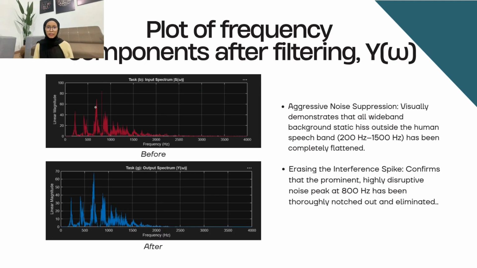Next, we evaluate the filter's performance in the frequency domain using the FFT. Compared to the original spectrum, the background noise outside the speech frequency range of 200 to 1500 Hz has been significantly suppressed. We can also see that the large interference peak at 800 Hz has been removed by the bandstop filter. This comparison confirms that our filter successfully removes the unwanted noise while preserving the original speech.